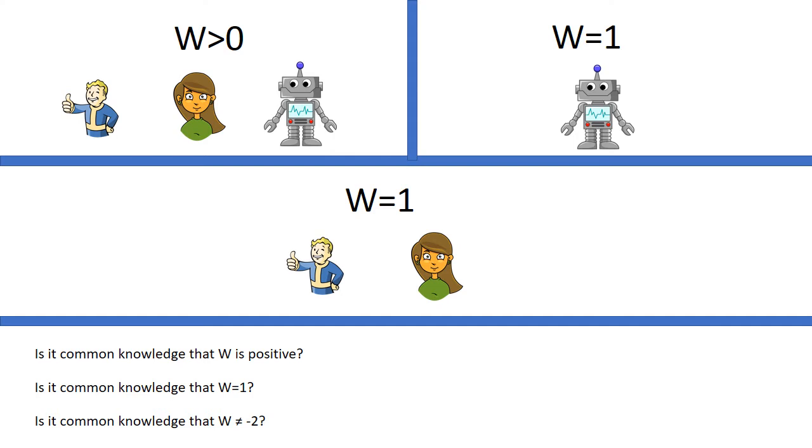Is it common knowledge that W is not equal to -2? Well, yes, the first room establishes that, because if it's common knowledge that W is greater than 0, it's common knowledge that W is not equal to -2.